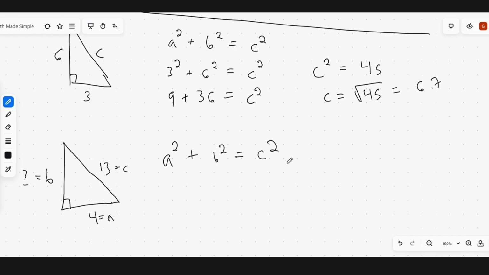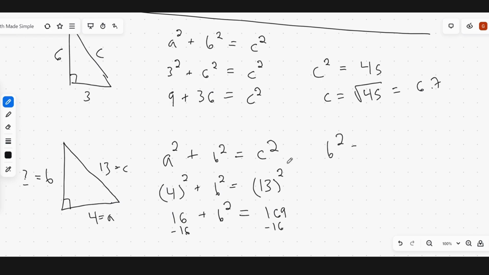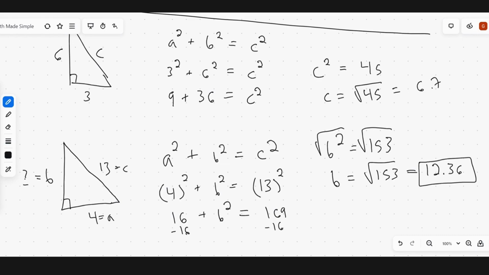hypotenuse, so we can plug those values in, and we're given that 4 squared plus b squared equals 13 squared. So 16 plus b squared equals 169. We can subtract 16 from both sides, and we get that b squared equals 153. We'll square root both of those. b is equal to the square root of 153. And this is not an easy answer, but if you plug that into your calculator, you get about 12.36. So b equals 12.36.